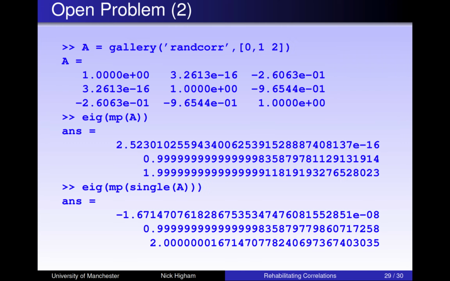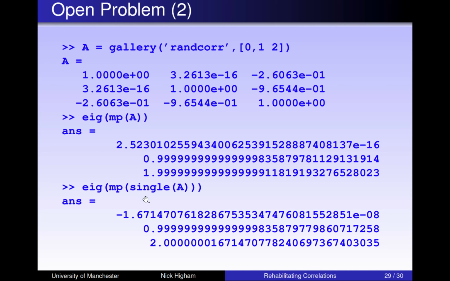So let me just give you an example of why this is non-trivial. I'm going to generate a random correlation matrix again with eigenvalues 0, 1 and 2. This is done in MATLAB, and we're working here to about 16 decimal digits worth of precision. What I've then done, using the AdvanPix multi-precision toolbox, is compute the eigenvalues to very high accuracy, to 32 digits, just to check that we actually have a positive smallest eigenvalue. So it's about 2.5 times 10 to the minus 16. So the matrix A sitting on my computer is a correlation matrix.